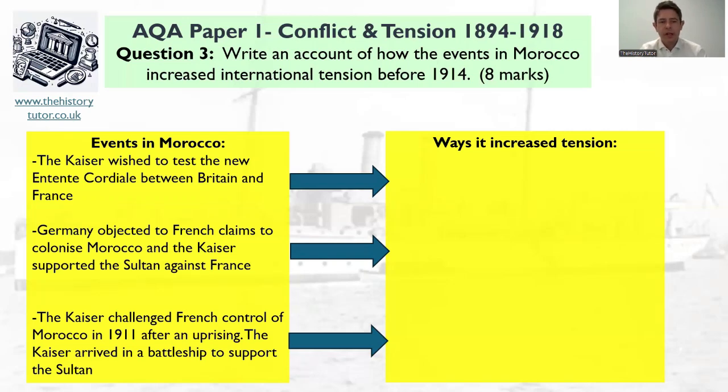Then the Kaiser eventually challenged the French for control of Morocco in 1911. So we get the next event in the Moroccan crisis. So after an uprising, the Kaiser arrived in a battleship to support the Sultan. So we got the first Moroccan event and then the second Moroccan event, the 2 different events. So how does this increase tensions? Let's go through the ways in which this increases tension then.